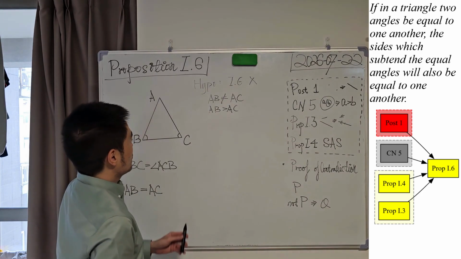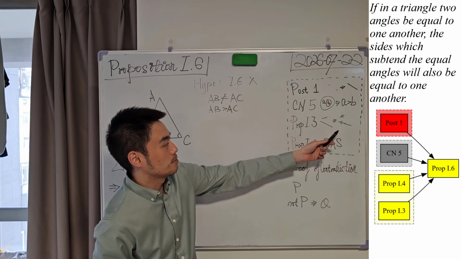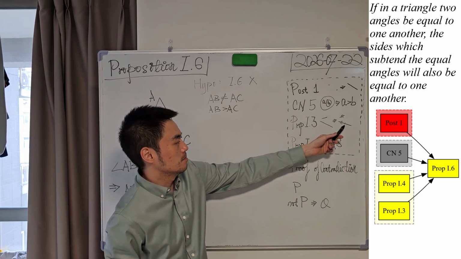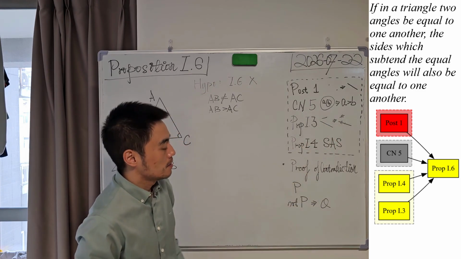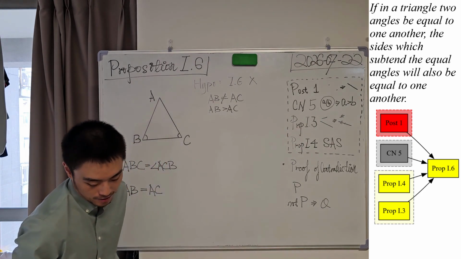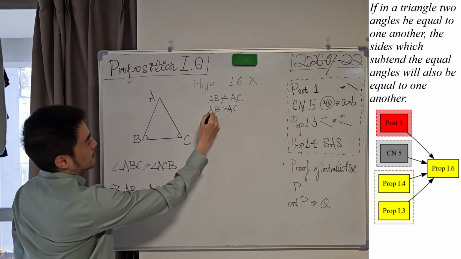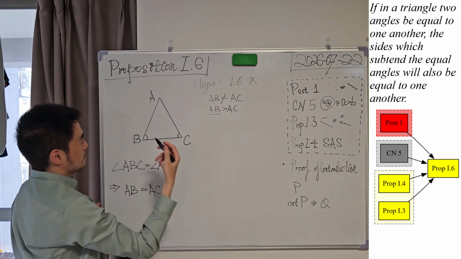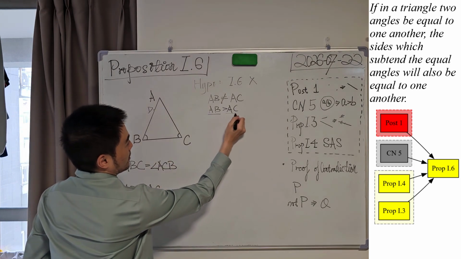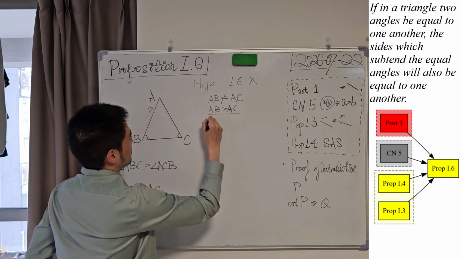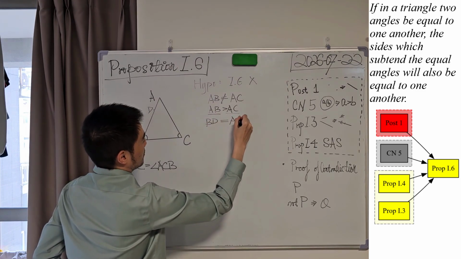Please recall proposition 3: given two unequal straight lines, we are able to cut off from the longer one a part which is equal to the shorter one. Let's skip the steps and assume we have cut off AB, because AB is the longer one, to get a straight line BD which is equal to the shorter one AC. So we have BD equals AC.